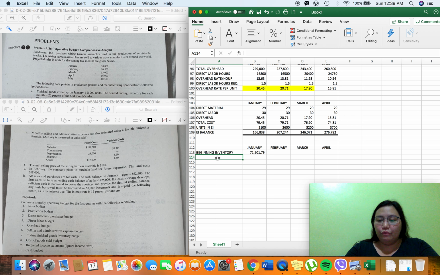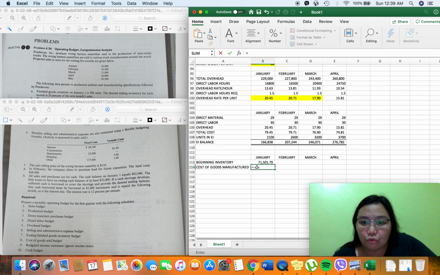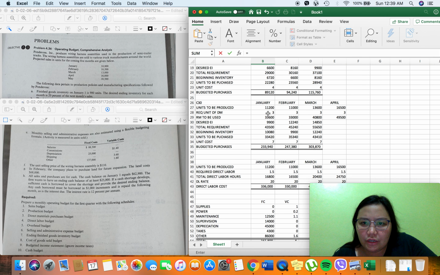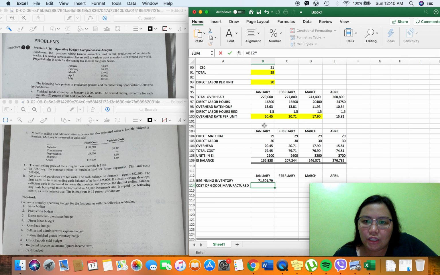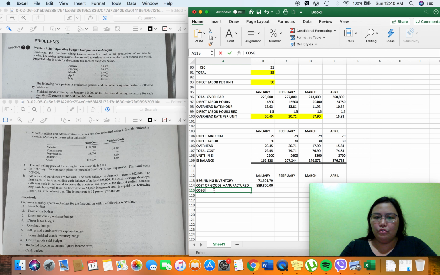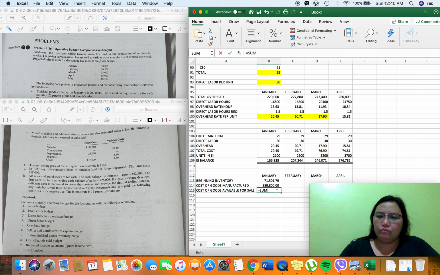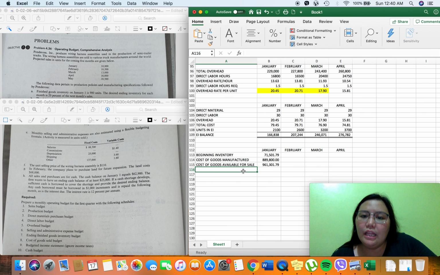Now, of course, we do have our production, the cost of goods manufactured. We can easily compute this by multiplying the number of units produced in our production budget, 11,200, by the cost per unit we have computed here, which is 79.45. This is our cost of goods available for sale. We have a total of 961,301.79 for the month of January.